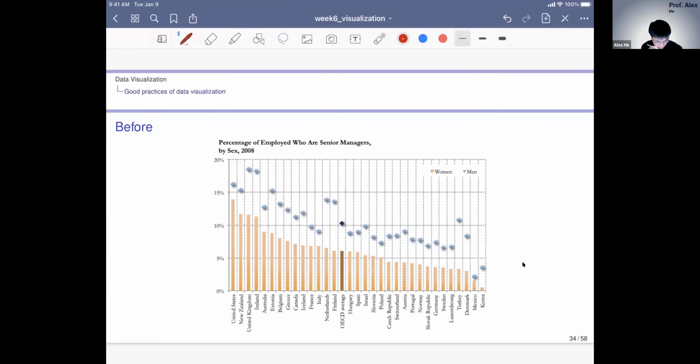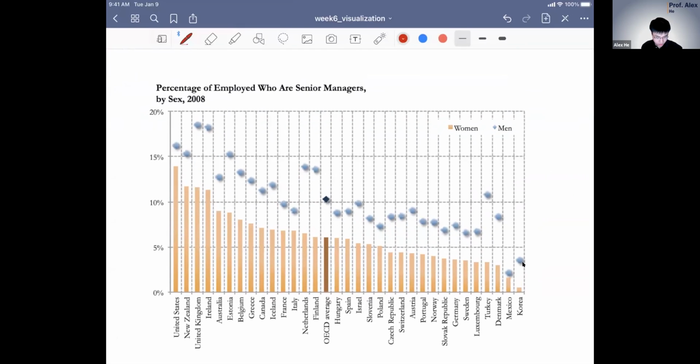Next figure. So this one looks pretty complicated. So you have these countries, and then for each country, you have the percentage of people who are employed who are senior managers by sex. And these orange bars are women, and blue dots are men. Well, what would you do differently?